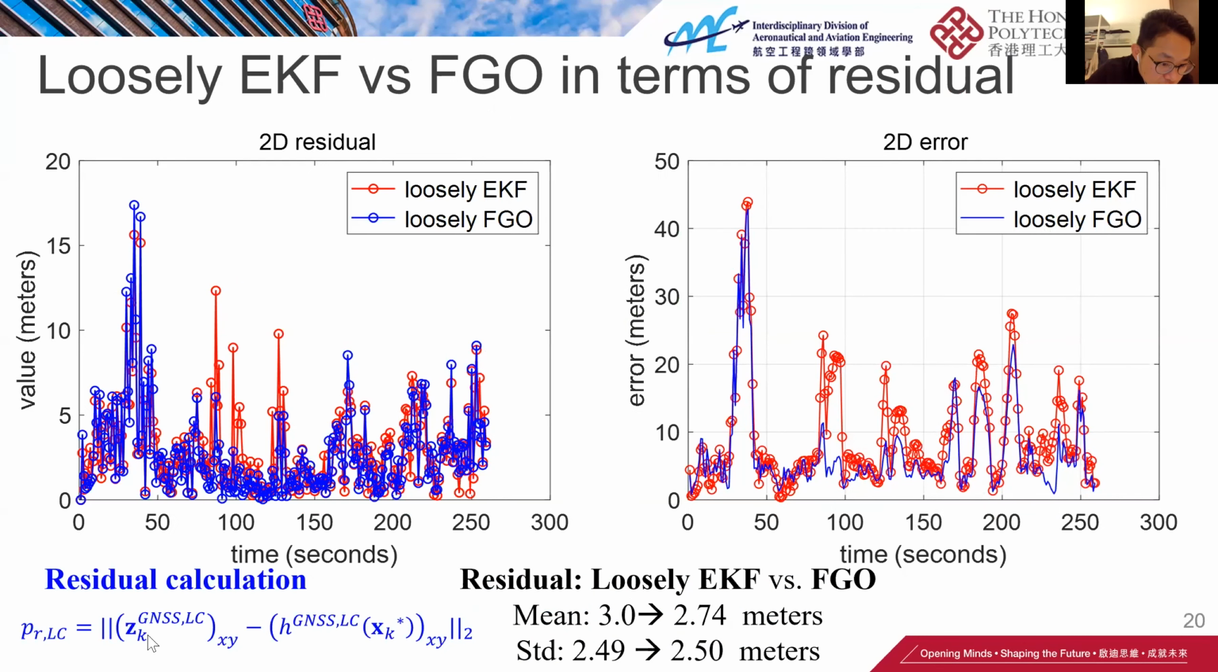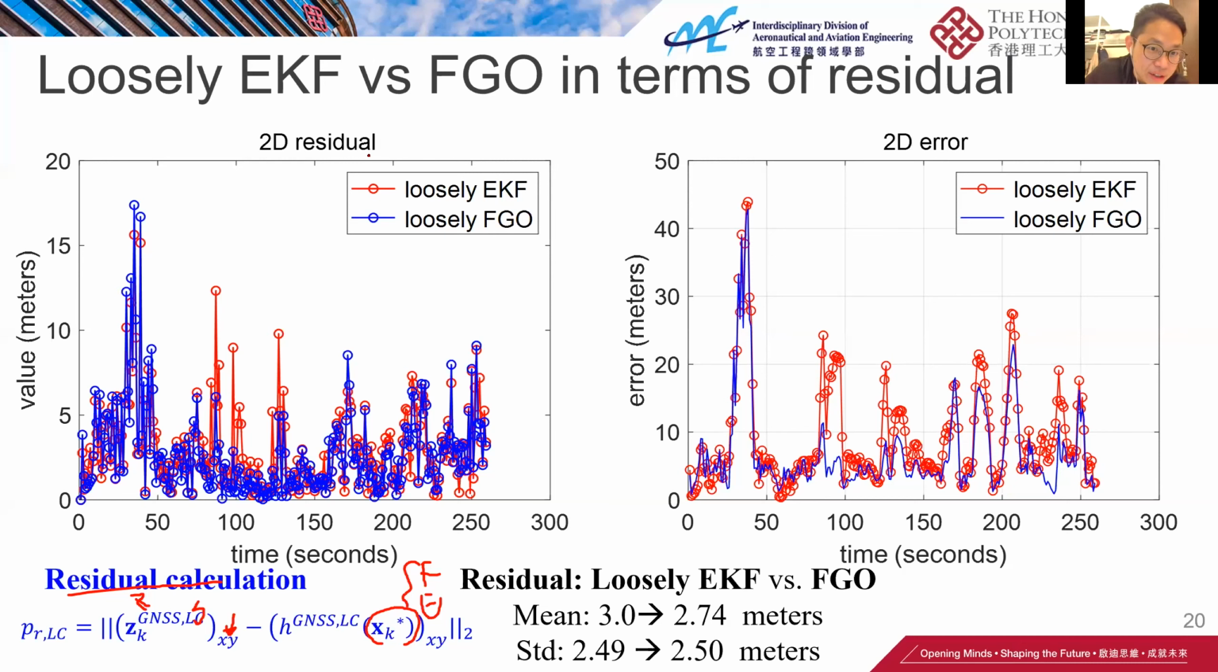So we're doing residual calculations. How we calculate the residual is, this is the Z, and this is our estimated solution, which can be by FGO or by EKF. In this loosely coupled one, this is in the position domain. So we're doing XY, looking at the horizontal only.